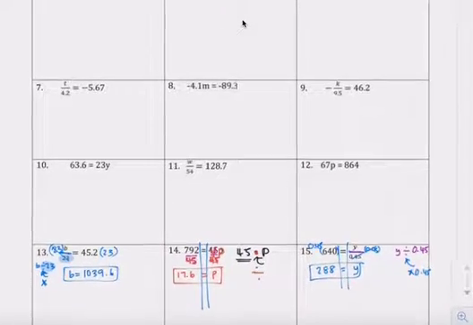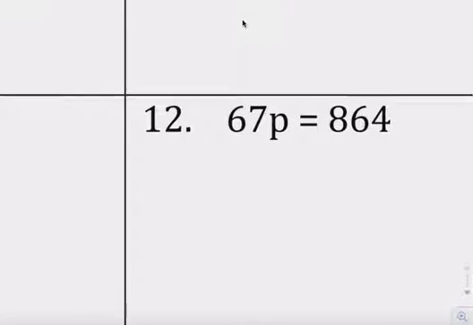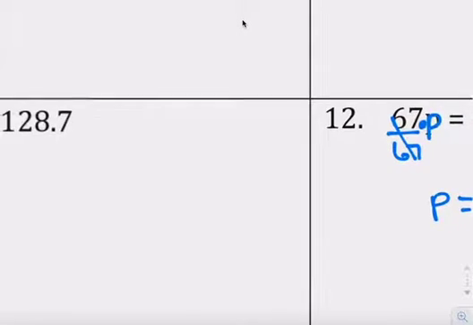So that's for all of these here. This one, same thing. You look for the variable. This is times, so you're going to divide by 67. Use your calculator and you get your answer.